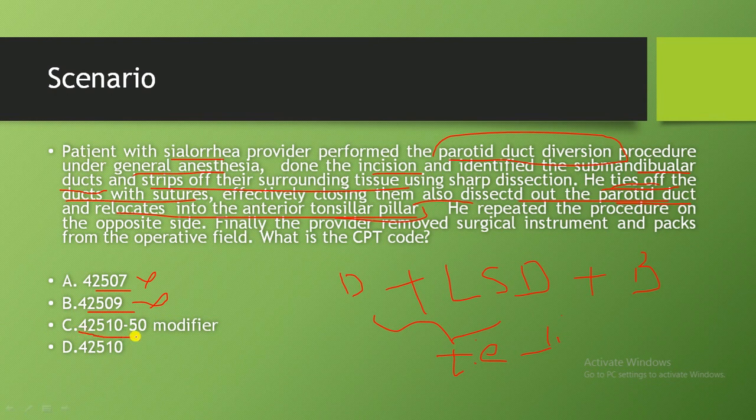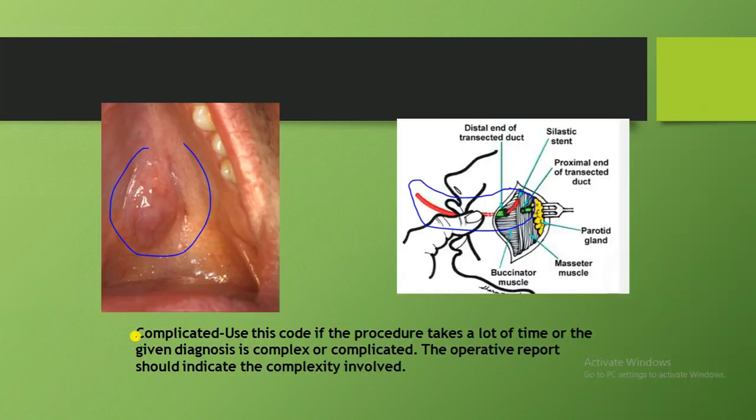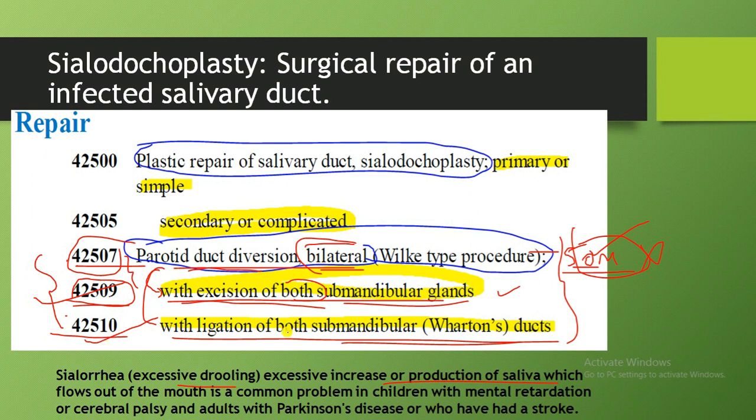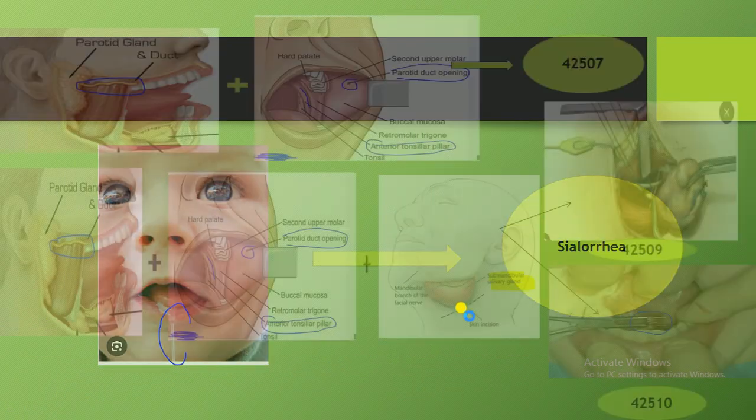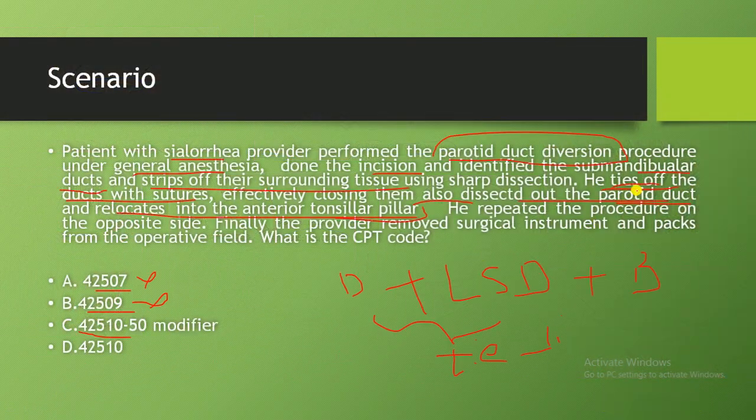We'll see 42510. What is 42510? It is parotid duct diversion plus ligation, nothing but the tying of the submandibular ducts. So this is the correct option. They have done the diversion of the parotid duct plus they have tied the submandibular duct in the scenario. The tying of the ducts is done. Here they mentioned submandibular. Yes, it is there.